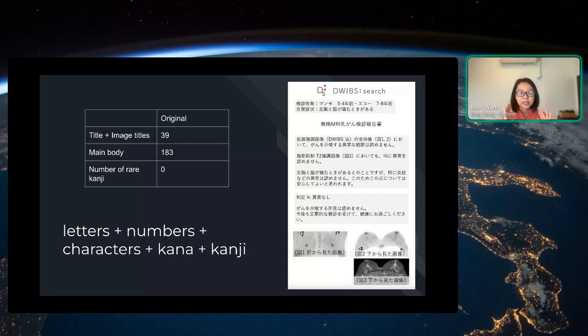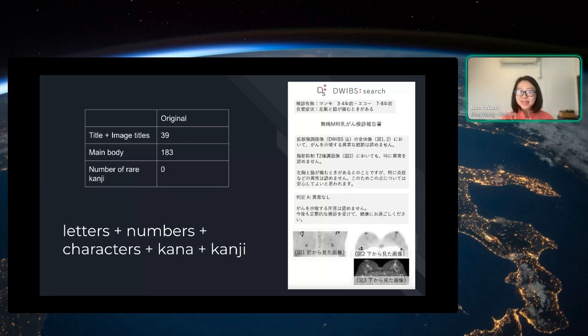So I calculate the length of the text, and then for any mistakes, if they convert a letter or a kana into a wrong one, I calculate that as one mistake. For any missing symbols or characters, I calculate that as one mistake. For any extra symbols that did not exist in the original document but did show up in the converted text, I also count that as one mistake.